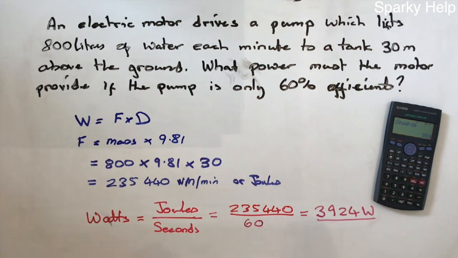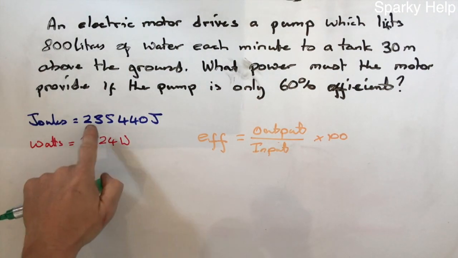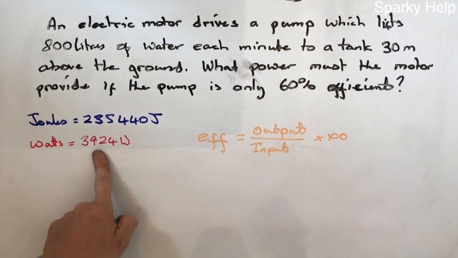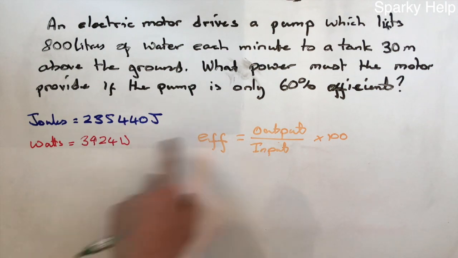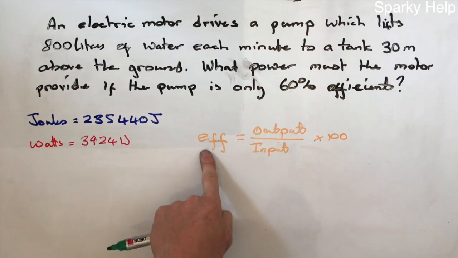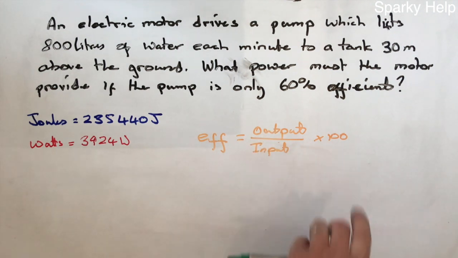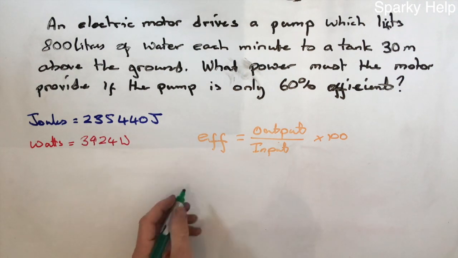Now that's assuming it's 100% efficient. So we have the joules, the energy, the watts. This is the output power. If it was 100% efficient, that would be the size of motor that you would require, so the chances are it'd be a 4 kilowatt motor. But we've got it 60% efficient. So from our formula, efficiency equals output over input multiplied by 100, we need to rearrange this to find out what our input power will be.